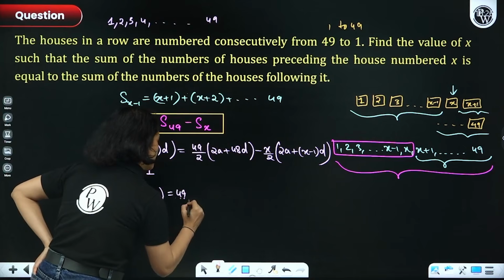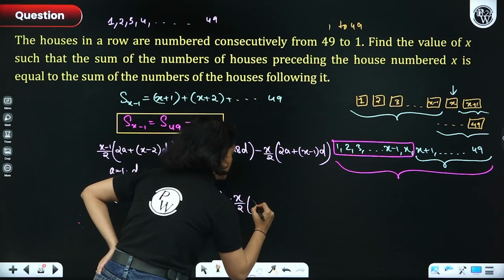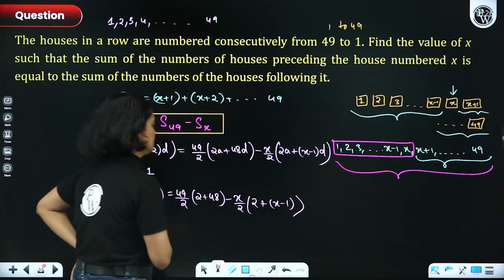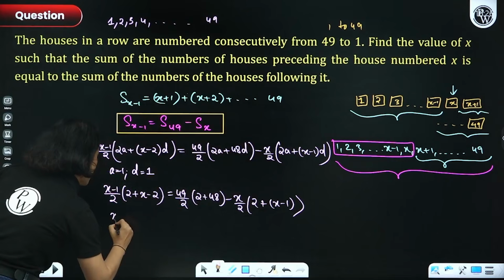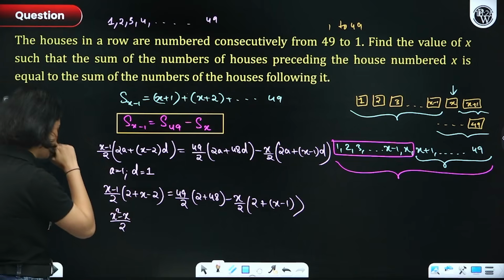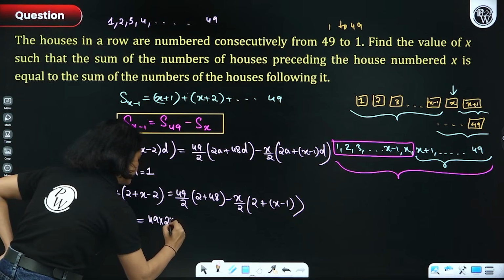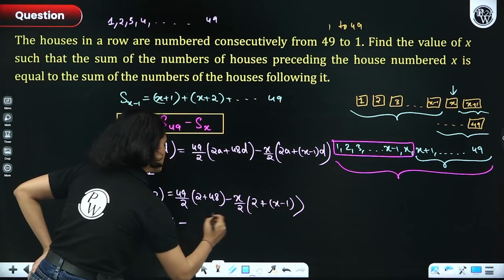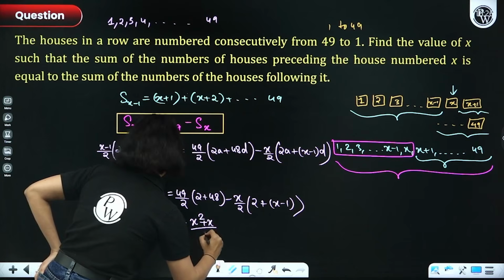Here I'll have 49 by 2 into (2 plus 48), minus x by 2 into (2 plus x minus 1). Now let's open up all the brackets and see what we are getting. First of all, 2 and 2 will get cancelled, so we'll have (x square minus x) over 2 is equal to 49 by 2 into 50, so 49 into 25, minus, here 2 minus 1 is 1, so (x square plus x) by 2.